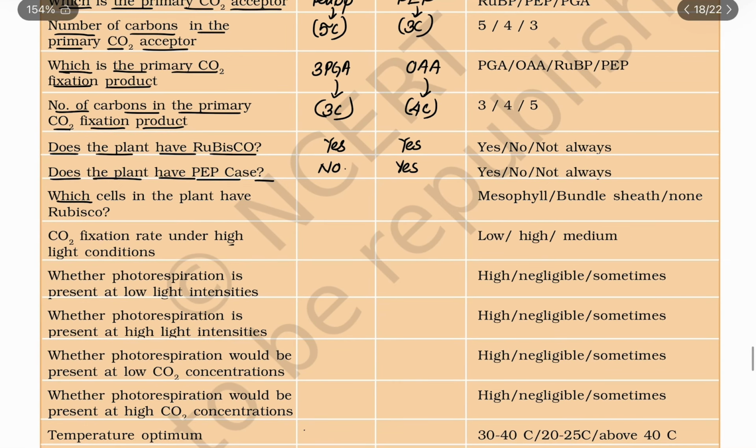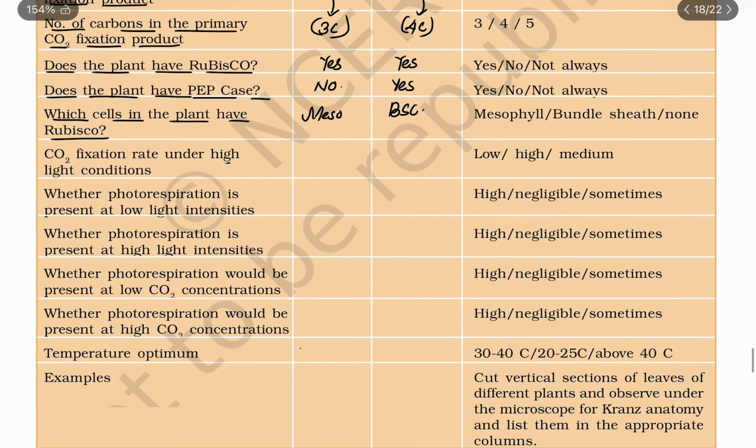Next, which cell in the plant has Rubisco? In C3 plants, Rubisco is present in mesophyll cells, but in C4 plants, Rubisco is present in bundle sheath cells. Next, the carbon dioxide fixation rate under high light intensity. At high light intensity, carbon dioxide fixation occurs at a low rate in C3 plants, but in C4 plants it occurs at a high rate.